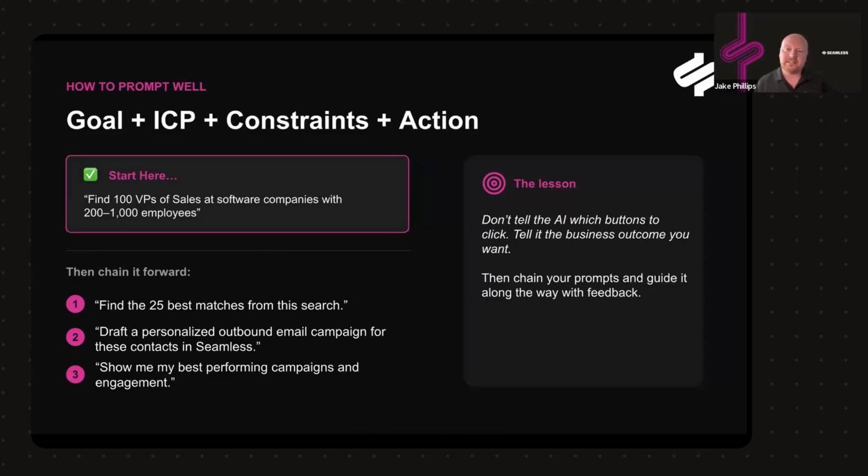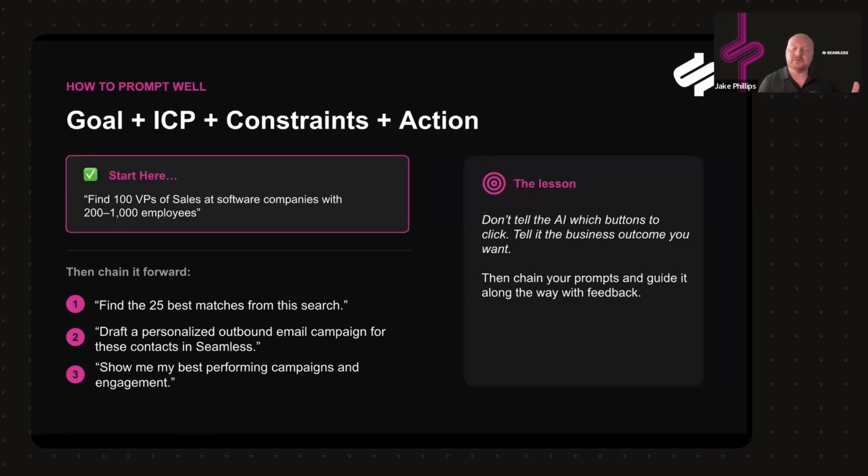So the big lesson here is don't tell the AI which buttons to click, as I mentioned earlier. It's not, hey, go do this for me, go run this quick thing, go click this button. Tell it the business outcomes you want, tell it what you want it to accomplish, and then you can chain those prompts together and guide it along the way. Using that combination of here's what I want, but also here's what I want to get out of it is a great way to utilize MCPs, whether it's with Seamless or with other MCPs.